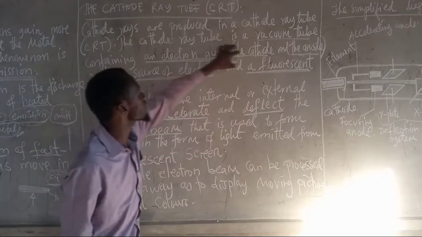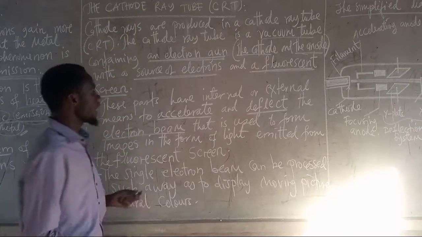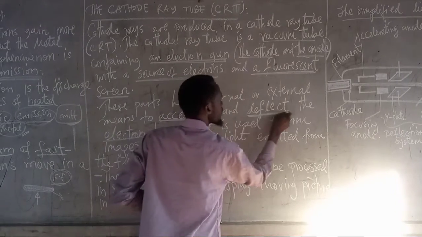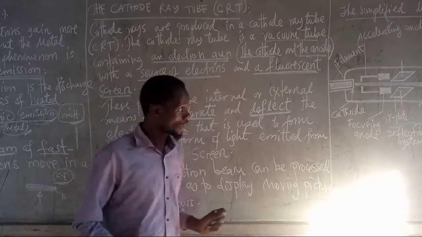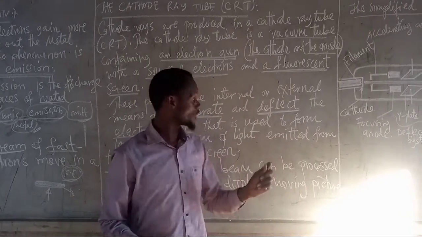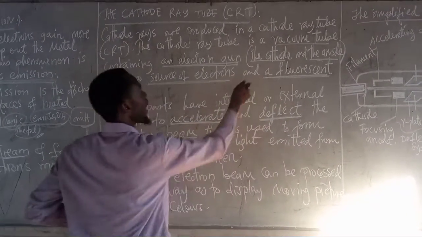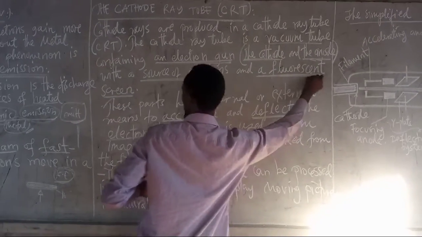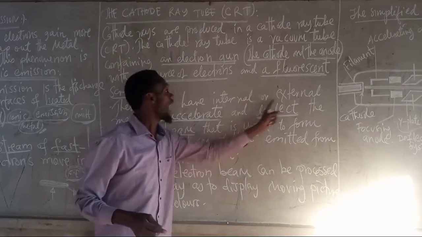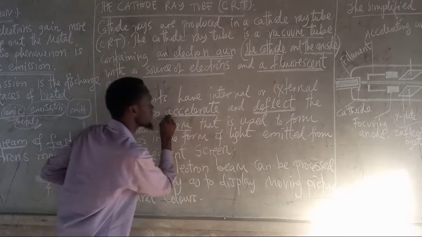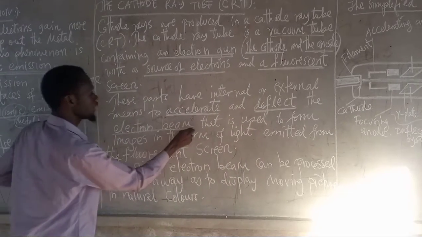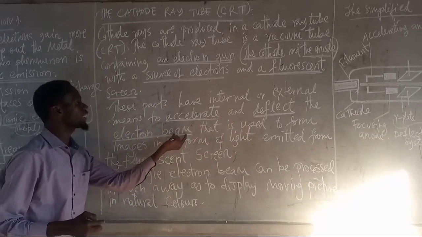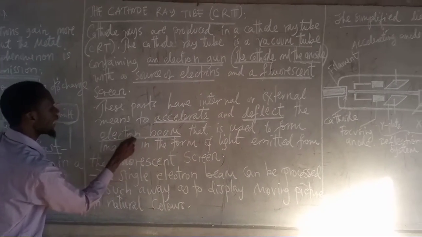So the presence of these parts of the CRT is what makes it possible to increase the speed of the electrons or to cause deflection, horizontal deflection or vertical deflection. This is the result of having these parts: a cathode, an anode, a source of electrons, and a fluorescent screen. These parts have the internal and external means to accelerate and deflect the electron beam. When we say beam, a beam is a collection of rays, meaning a collection of beams of light, and here we are talking about the electron lens.